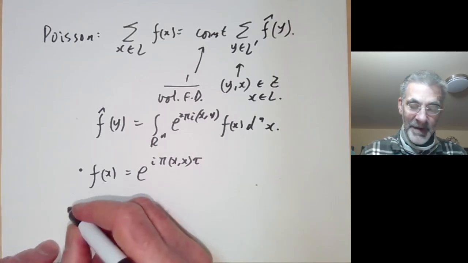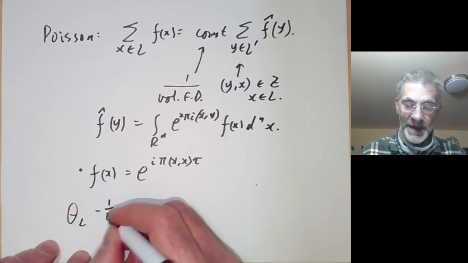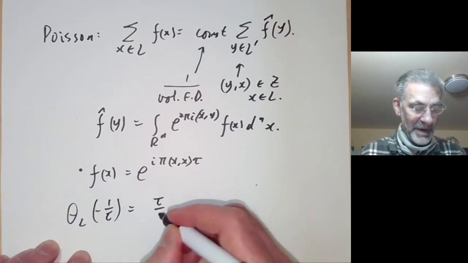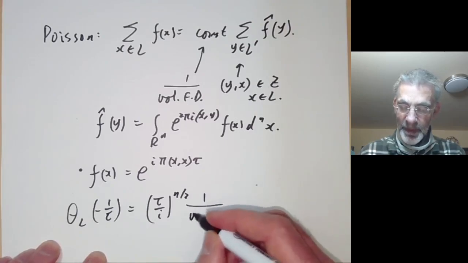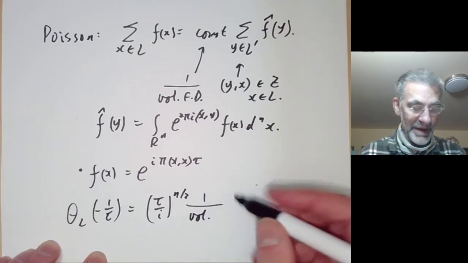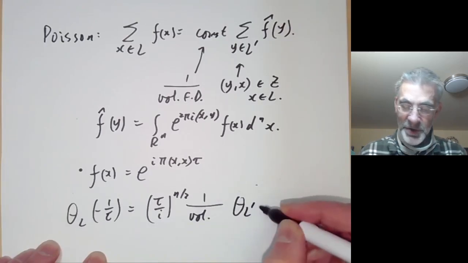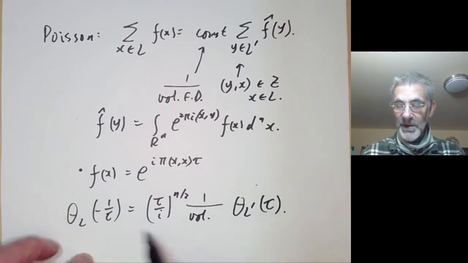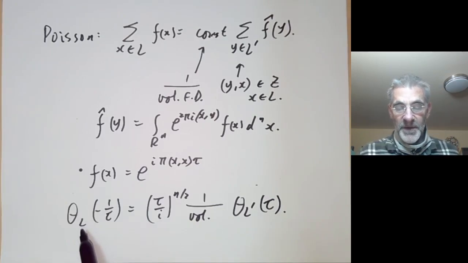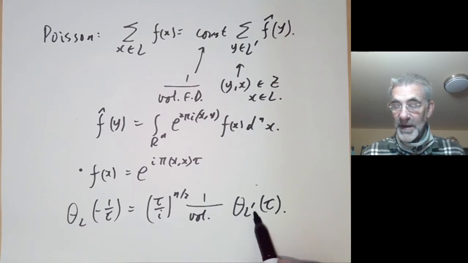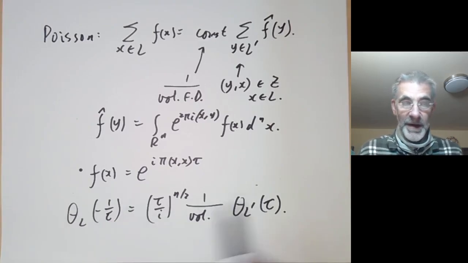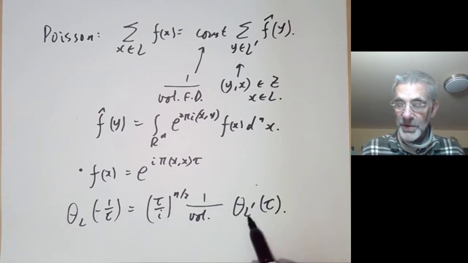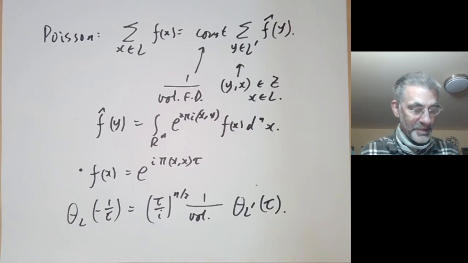And you find that the theta function of L of minus 1 over tau is just equal to tau over i to the n over 2 times 1 over some volume of a fundamental domain times the theta function of the dual lattice at tau. So this is slightly different from the one-dimensional case because we go from the theta function of a lattice L to the theta function of its dual lattice if we change tau to minus 1 over tau. In the one-dimensional case, Z is its own dual, so we didn't have this problem.